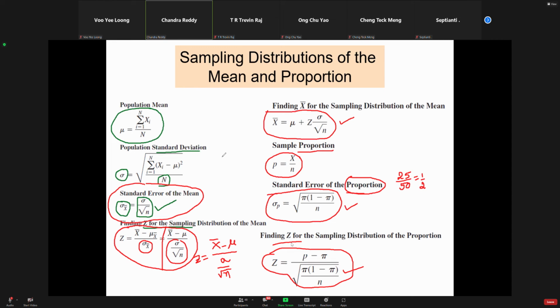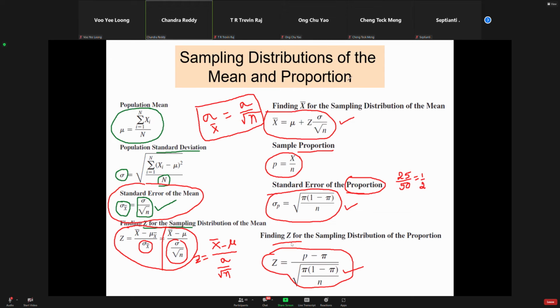We need to apply the central limit theorem when we are dealing with samples, not population data. The central limit theorem basically tells us that the standard deviation of the sample mean is sigma over the square root of n, where sigma is the population standard deviation and n is the sample size. So this is the central limit theorem, or the standard error.